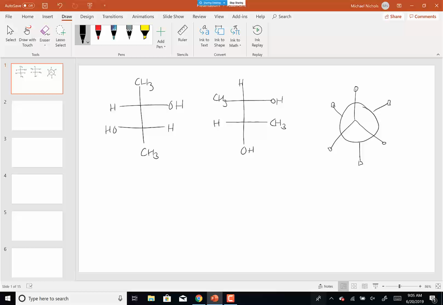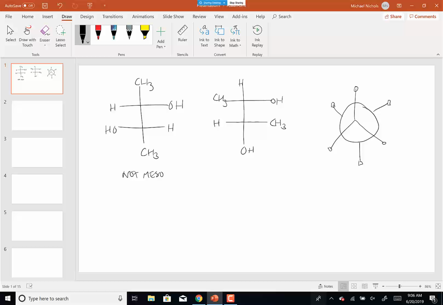Which one? The first one is not meso. Do we agree with that? That the first one's not meso? Agree? Don't agree? Agree. Everybody agree? So when you have two groups that are lined up, if the other two are too, it's meso. If they're not, they either are or they aren't. So in this case, with them not being lined up, this one is definitely not meso.